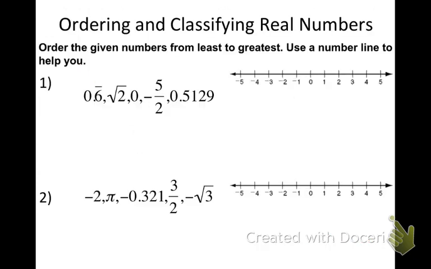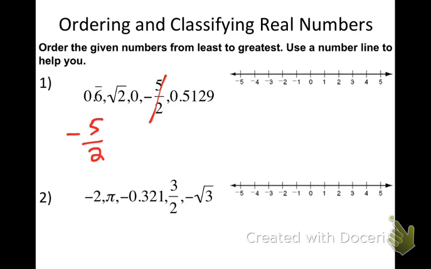I want to order the given numbers from least to greatest, using a number line to help. As I look up here, which one should stand out to me right away, Katie? Which one's going to be my lowest? Negative 5 over 2. It's got to be the lowest. It's the only negative up there.